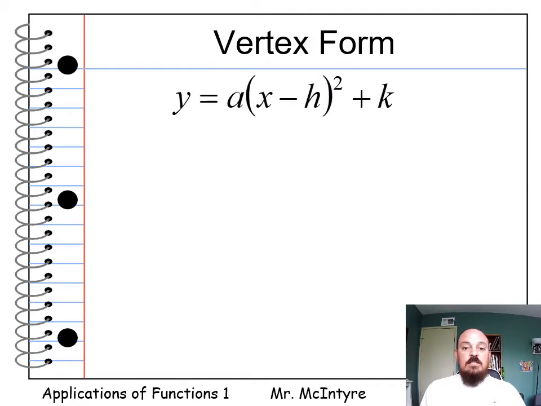Well, here is our third one. This is called vertex form. It's y equals a times a factor squared. So we're going to call it (x minus h) squared. And then there's an extra number, plus k.